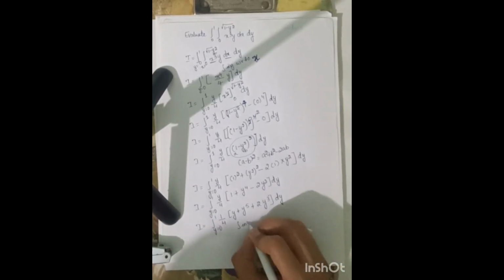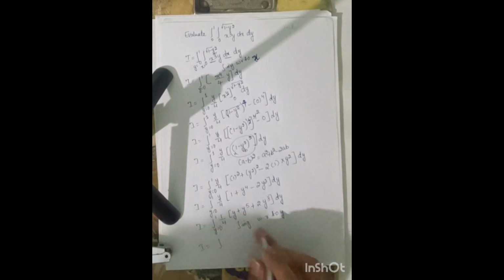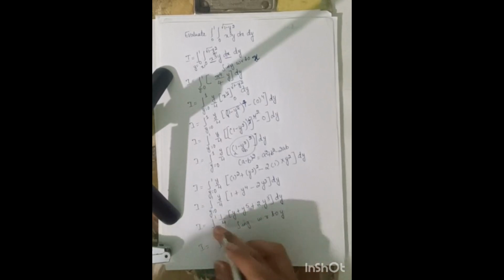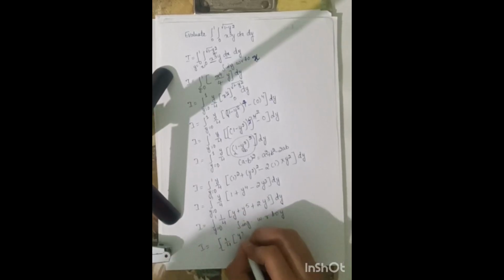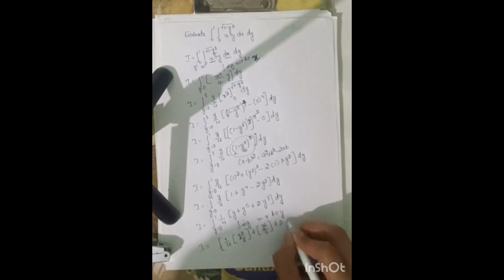Next we have to integrate with respect to y here. I is equal to, when we integrate with respect to y, we are not using the integration symbol, we can just use the square bracket. This 1 by 4 as it is, the integration of y is y square by 2, plus the integration of y5, it is y6 divided by 6, plus 2, we can take as it is, the y cube, this will be y4 over 4.